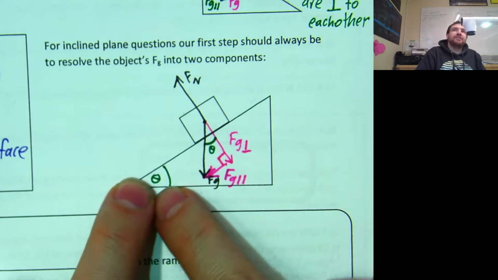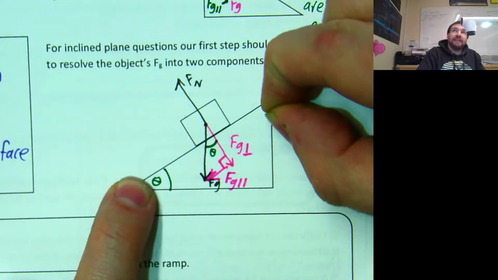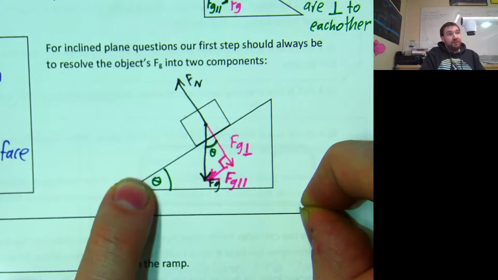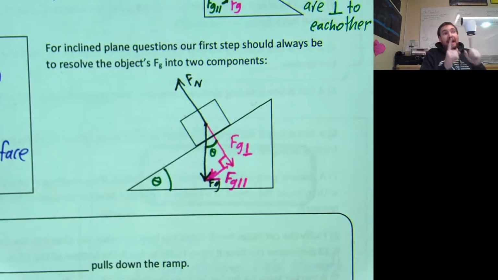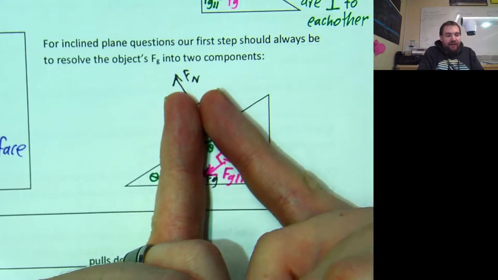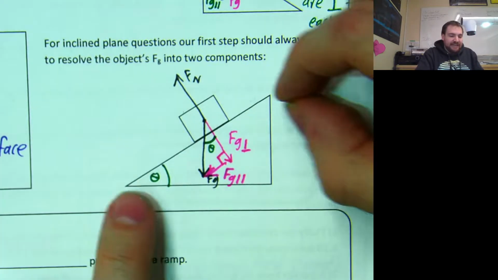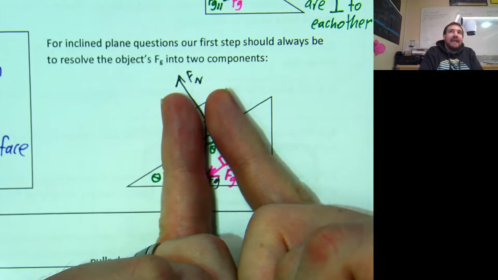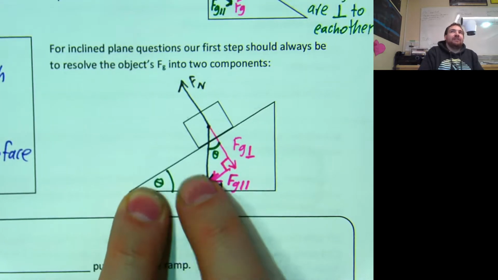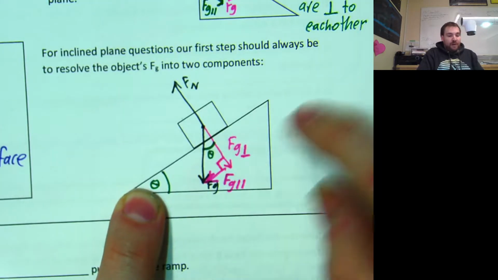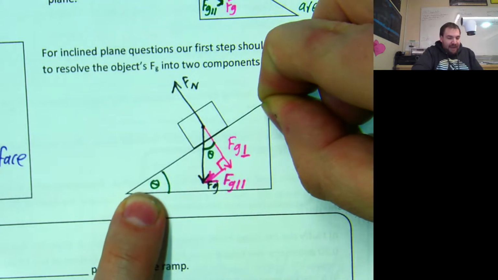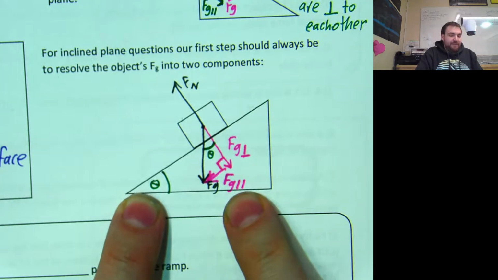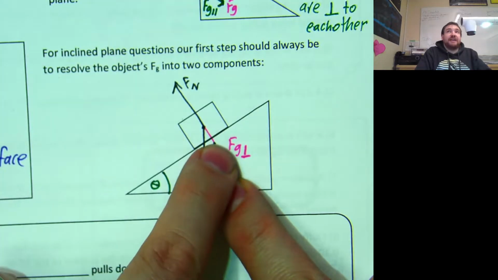What's going to happen to this angle as I lower the incline? It's going to decrease, eventually reaching 0. While that's happening, what's going to happen here? As the incline decreases, this angle is going to drop to 0 at the same rate that this angle is dropping to 0. When the incline is no longer an incline, there is no FG parallel anymore. Then FG is all just FG perpendicular.